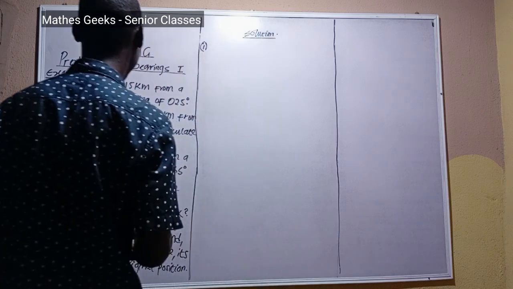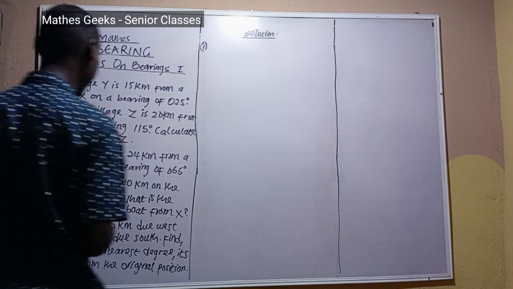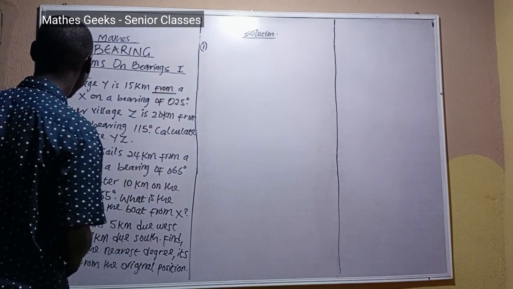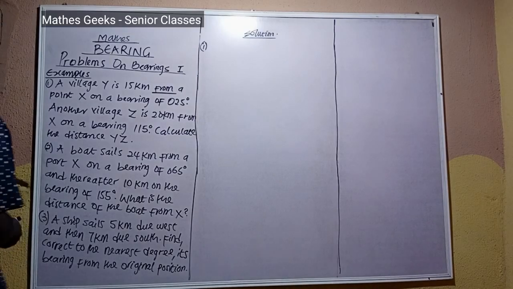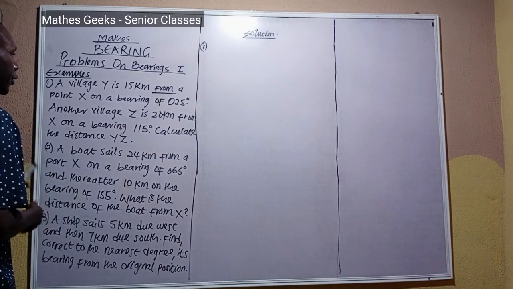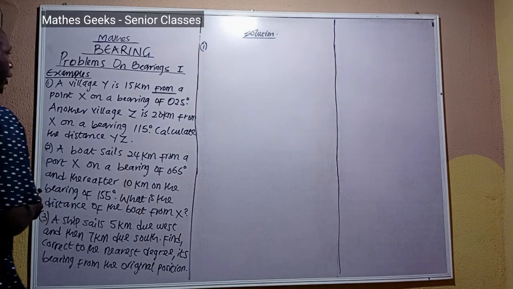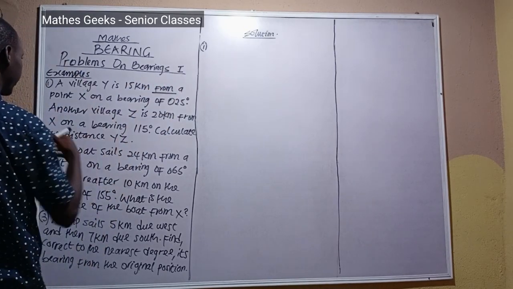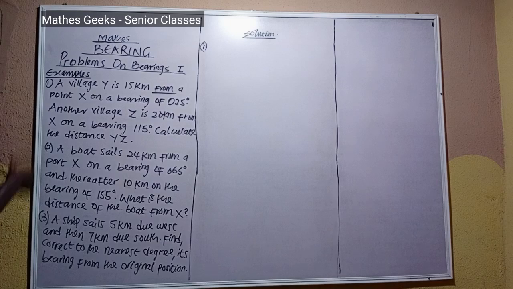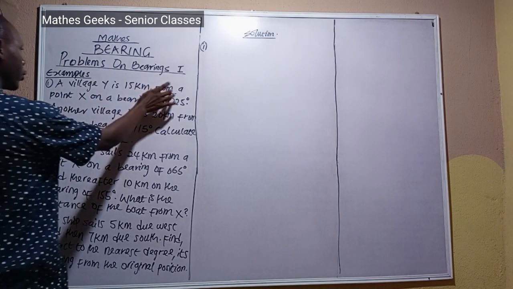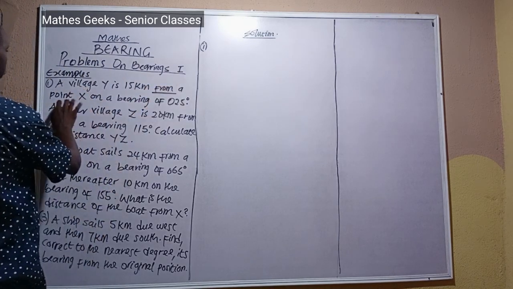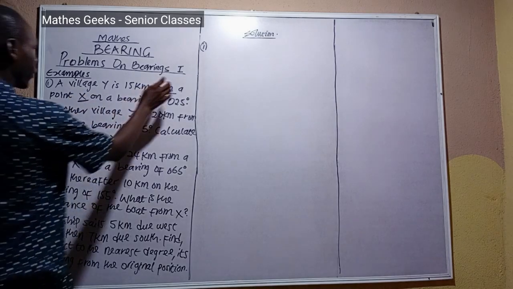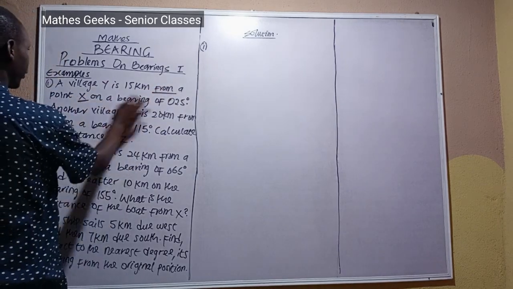A village Y is 15 kilometers from a point X. In our last video, I always said that when it comes to problems on bearings, no matter how the question is given, always start by taking note of the word from, which means that's where the reference point is. So it goes with from which point, from point X. That's where the bearing is plotted. So from a point X on a bearing of 025.